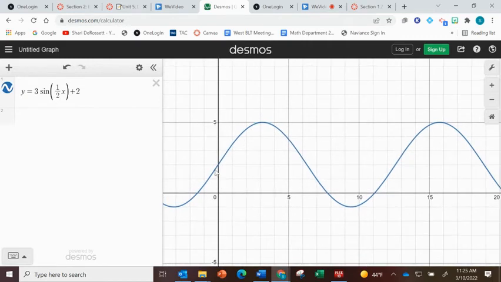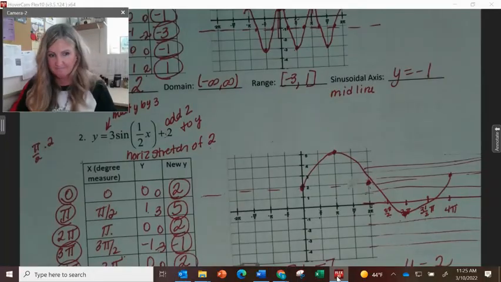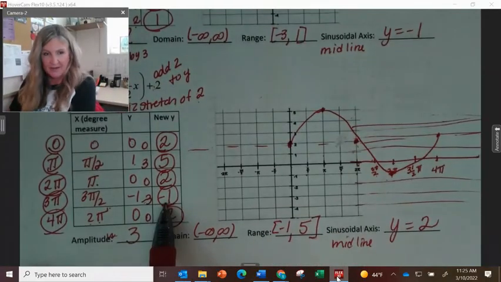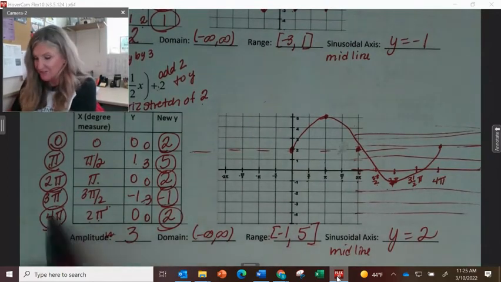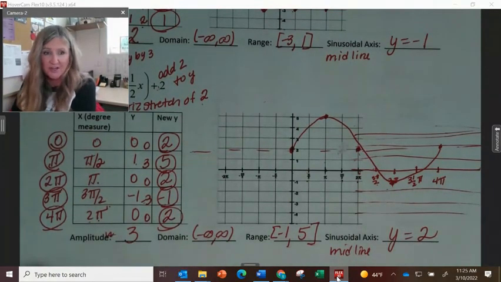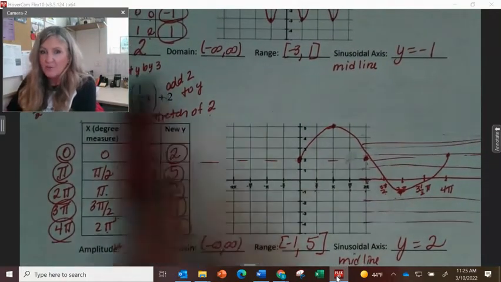Let's just check these points right here. If I click on it, (0, 2), it tells me that one, I had that. (Pi, 5), we have that one, don't we? Let's check this bottom one. (3 pi, -1), do we have that in our chart? Look at your chart. See how we have 3 pi, -1, so that helps us to know that we're right. If you check on Desmos and you're not having those values in your chart, then you know you did something wrong, okay?